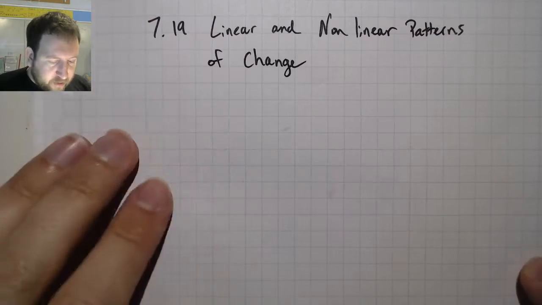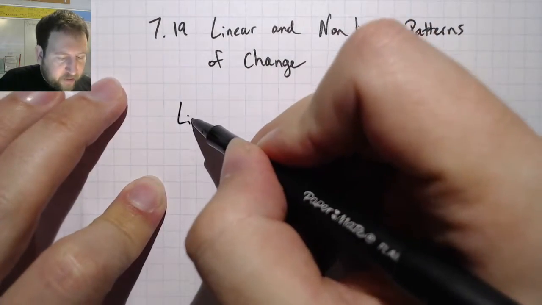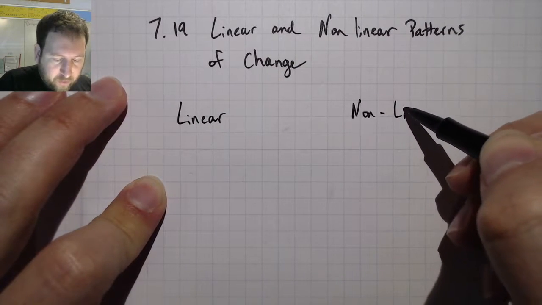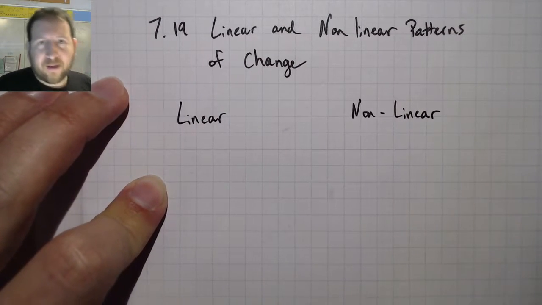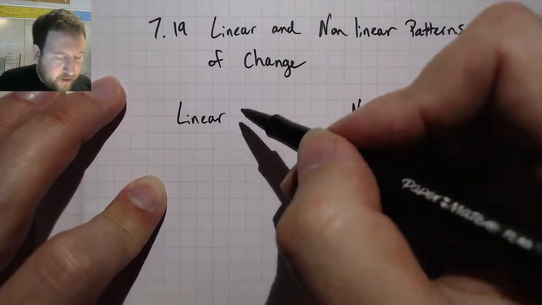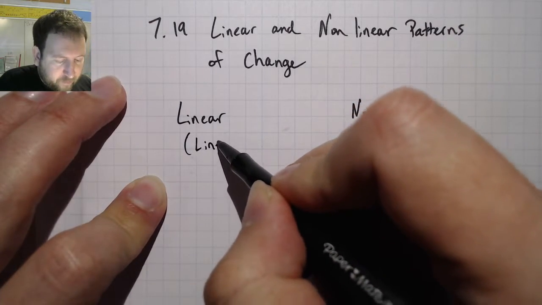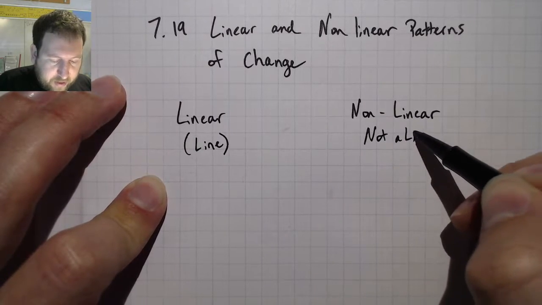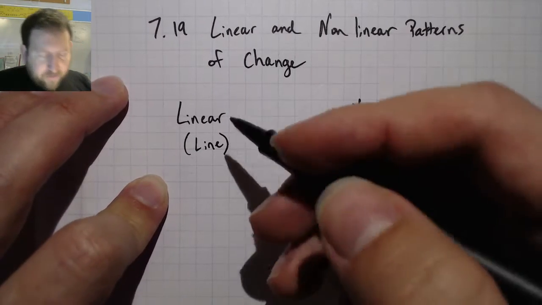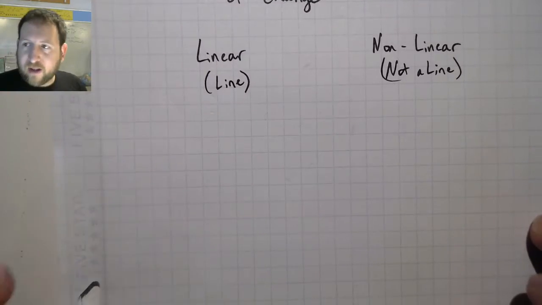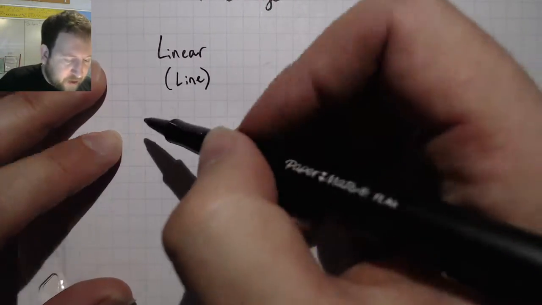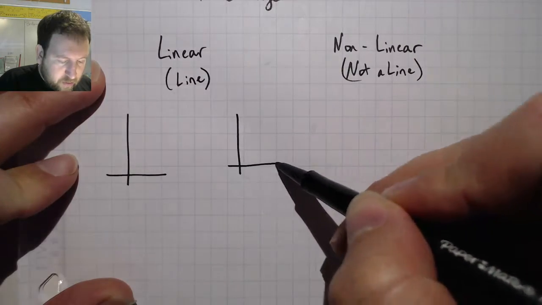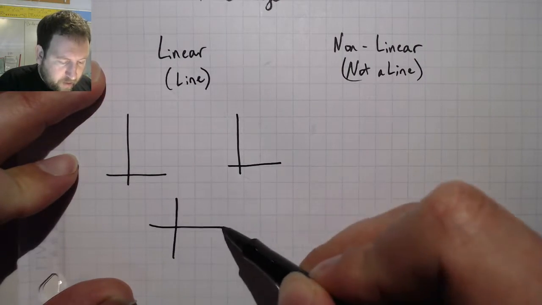We've been talking about two different kinds of graphs. We have these linear graphs and nonlinear. And what you should really hear when you see linear is a line. So you can think of this as not a line. And for example, if I drew some quick examples of what some linear graphs might look like, let's see. Let's do 1, 2, and 3.